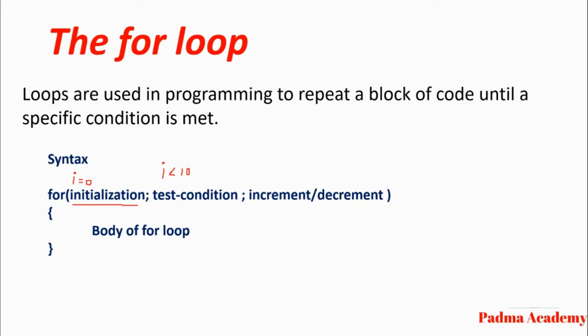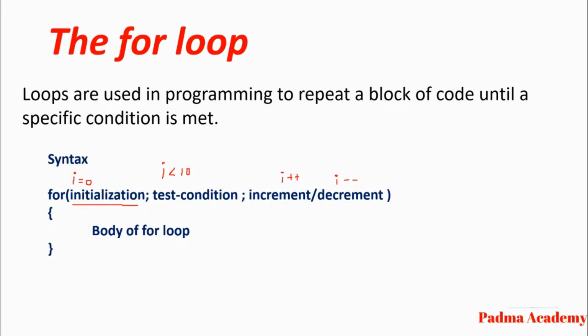Remember one thing, that I am talking in general. This i is one variable of type integer, which we have declared as a loop control variable. Then the increment/decrement statements are i plus plus, then i minus minus. These are the increment statements.